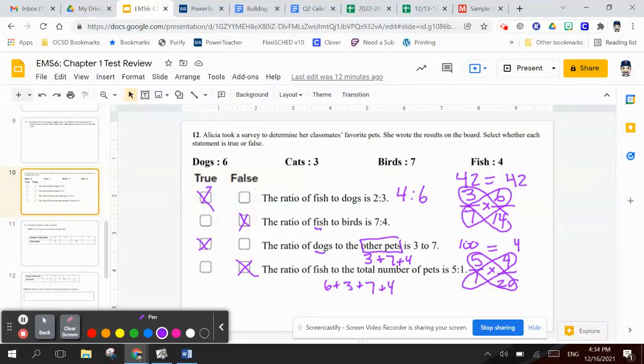No. So you have to use your comparing of fractions, or rates in this case, or ratios. So 5 to 1 is my first ratio, and then 4 for the number of fish, and 20 for all of the other animals.